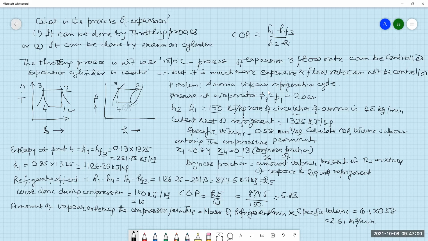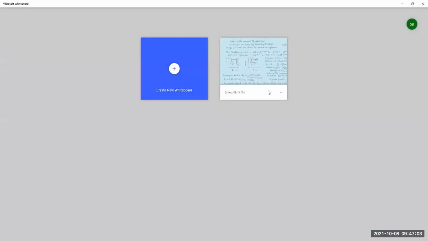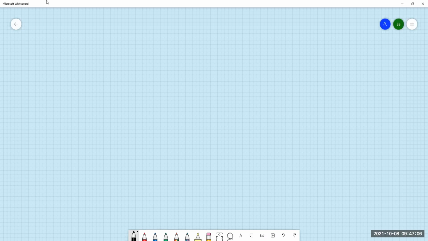Let us go for the next problem. What is the problem? Here we are given that the refrigerant is ammonia. The temperature limits of an ammonia refrigerant system are 25 degrees to minus 10 degrees, which are the given temperature limits. First, the higher temperature.